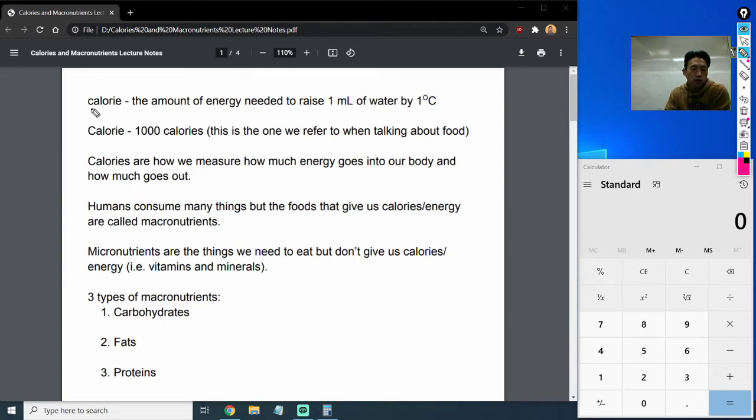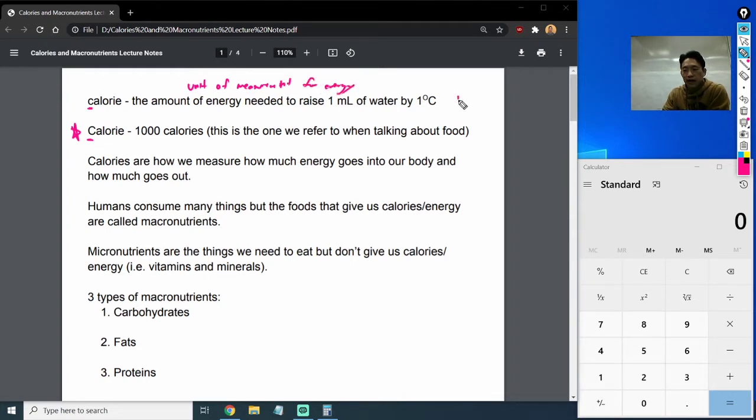Now before we get started talking about calories, I want you guys to notice that there is a lowercase c calorie and an uppercase c calorie. The calories that you're more familiar with and the one that we're going to be talking about is the uppercase C calorie. But I wanted to give you guys some information on where we get these terms from. Now, lowercase c calorie is the amount of energy it takes to raise 1 milliliter of water by 1 degree Celsius. An easy way to think about it is this is just a way that we measure energy. It's a unit of measurement for energy.